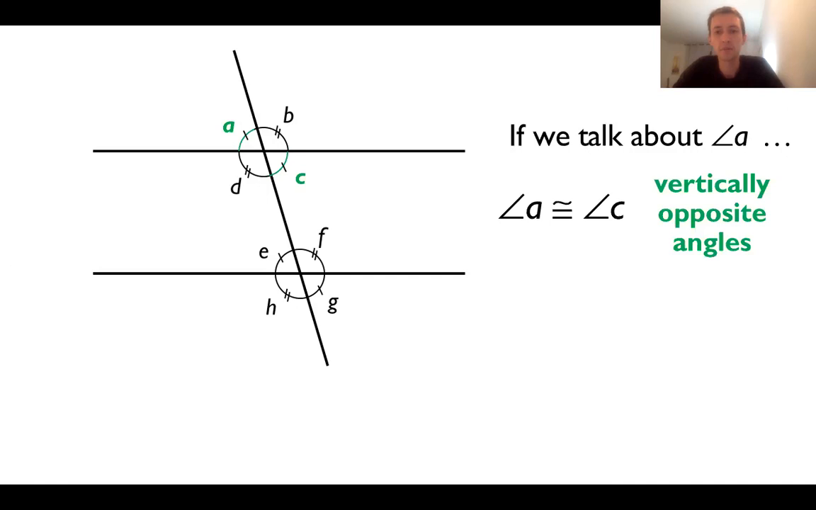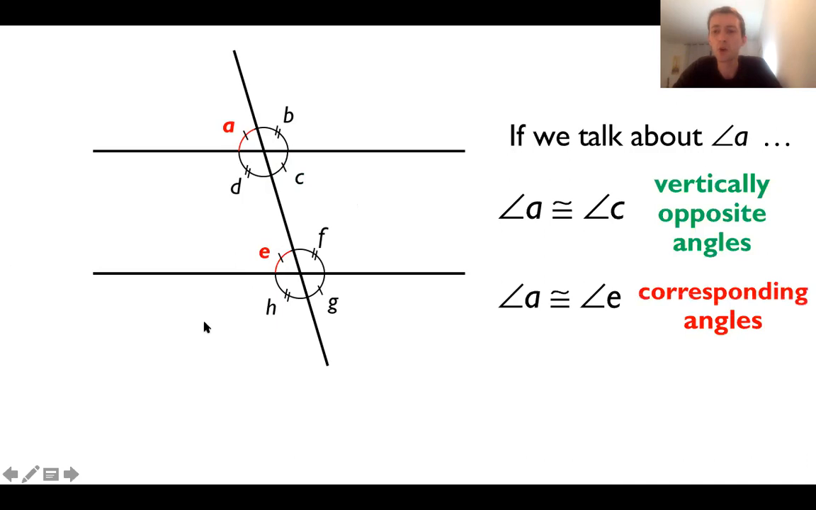Okay? That's not the only story going on here. We also said A and E are the same angle, but these are not vertically opposite. We need another term to describe the relationship between A and E. So what I notice is that A is in the top left corner of this intersection and E is in the top left corner of this intersection. So their positions correspond to one another, top left and top left. So I'm going to call them corresponding angles. Okay?